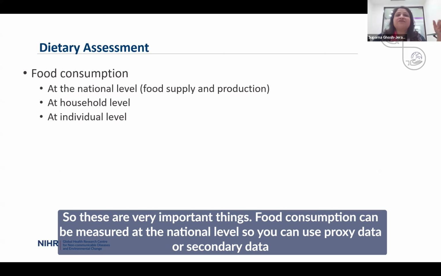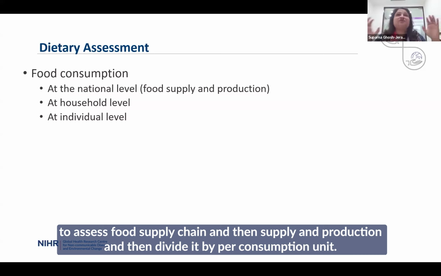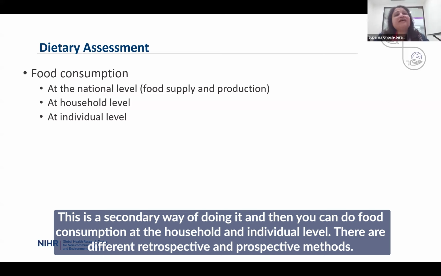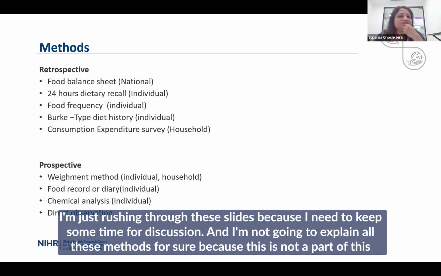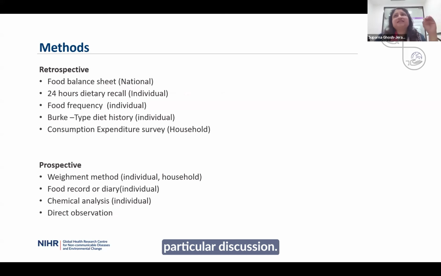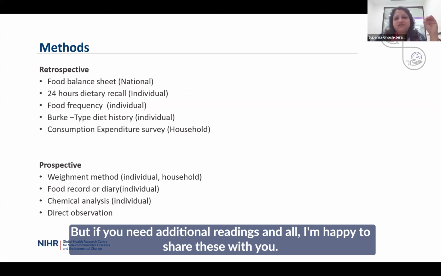Food consumption can be measured at the national level, so you can use proxy data or secondary data to assess food supply chain, and then supply and production, and then divide it by per consumption unit. This is a secondary way of doing it. And then you can do food consumption at the household and individual level. There are different retrospective and prospective methods. I'm just rushing through these slides because I need to keep some time for discussion. And I'm not going to explain all these methods for sure, because this is not a part of this particular discussion. But if you need additional readings and all, I'm happy to share these with you.